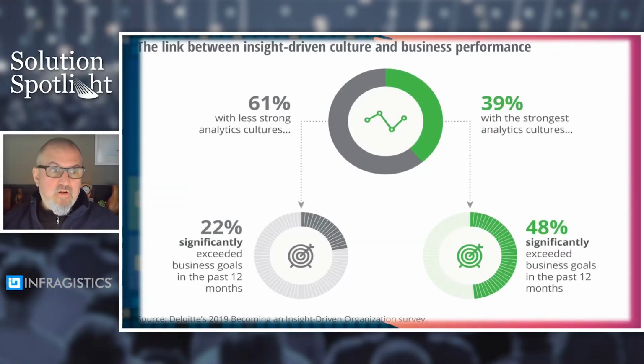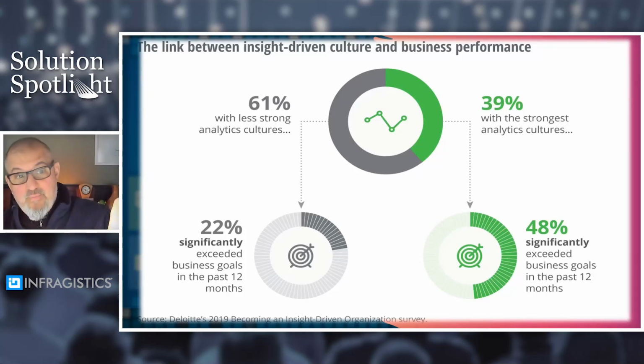So what does this really look like? This is a Deloitte survey. And of course, green is good and gray is bad. But 61% of organizations with less strong analytics cultures had 22% significantly exceeded business goals in the past 12 months.